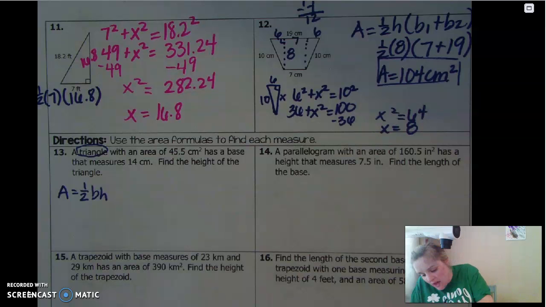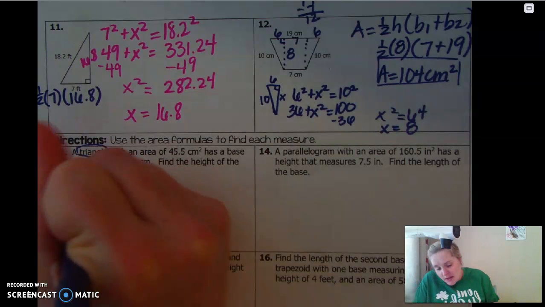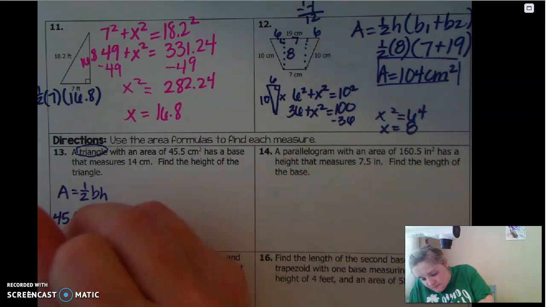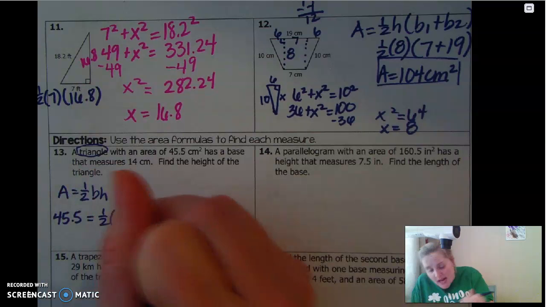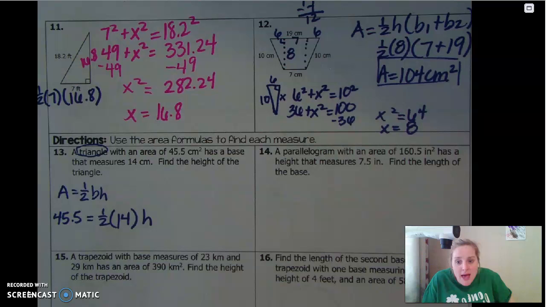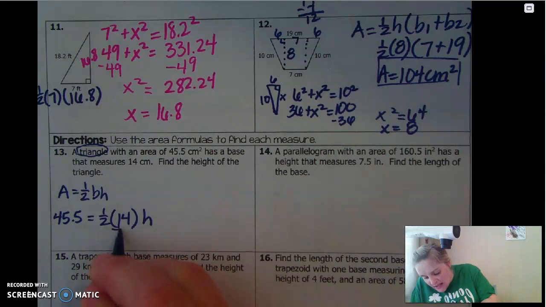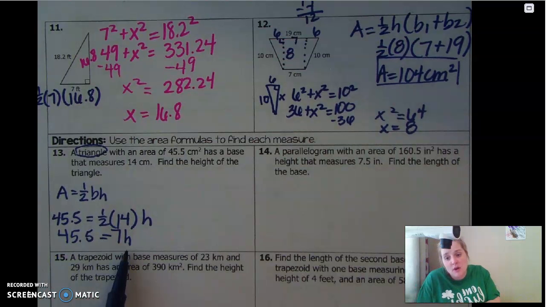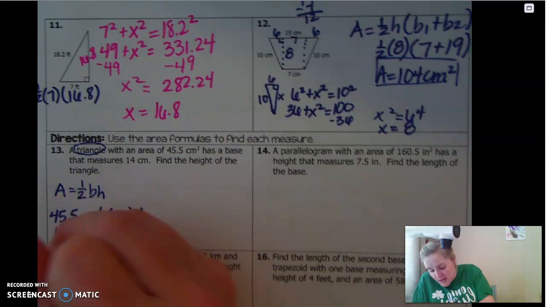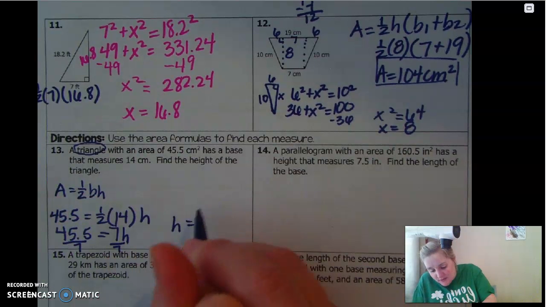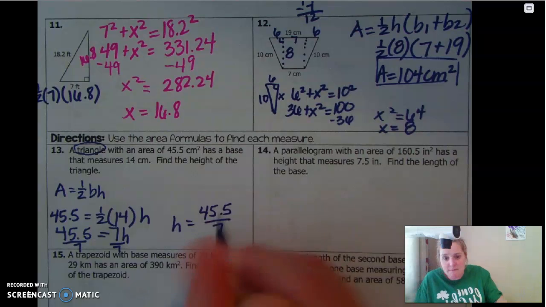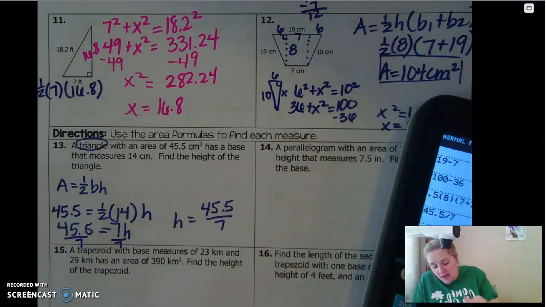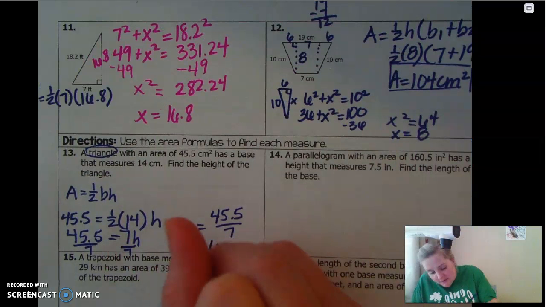So they give you the area, so I plug that in for the A. And then it tells you that the base is 14, and what we don't know is the height. So you're just going to work this problem backwards. Half of 14 is 7. 7h equals 45.5. How would you get h by itself? Well, you would divide by 7. So then we have the height is 45.5 divided by 7. That's 6.5. So the height is 6.5.